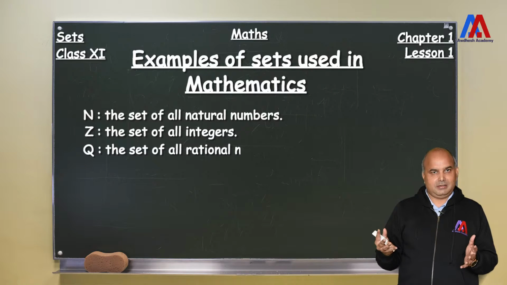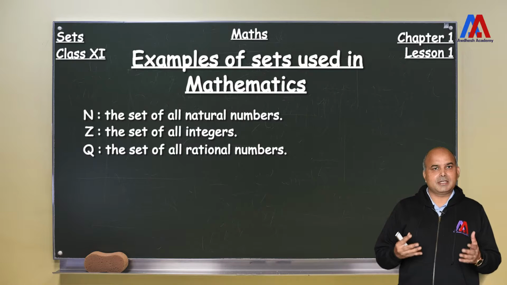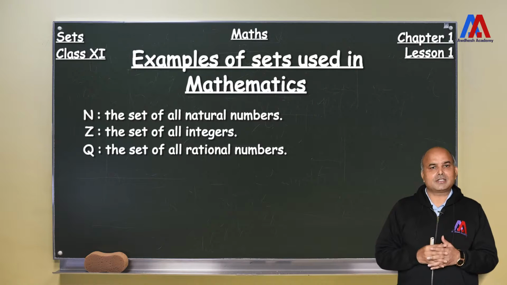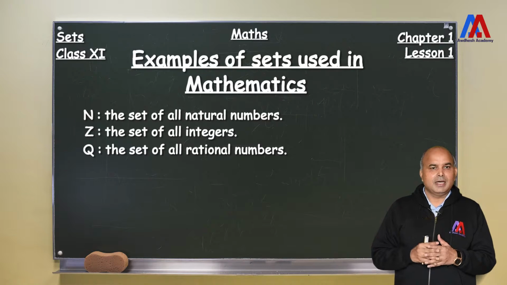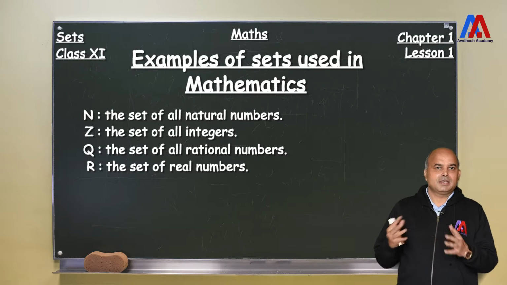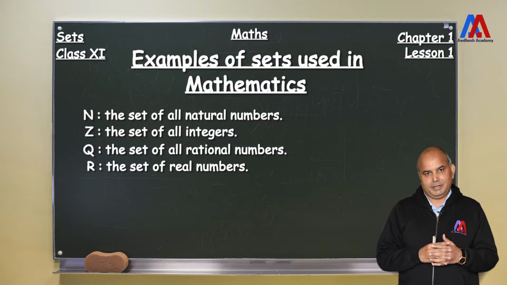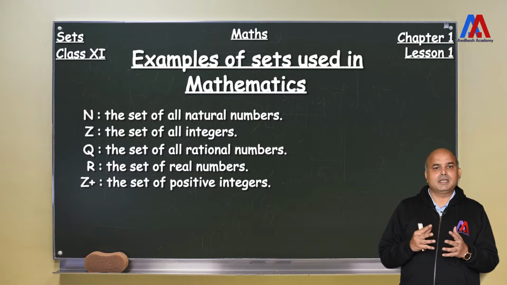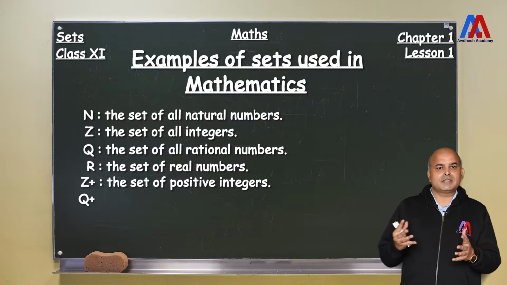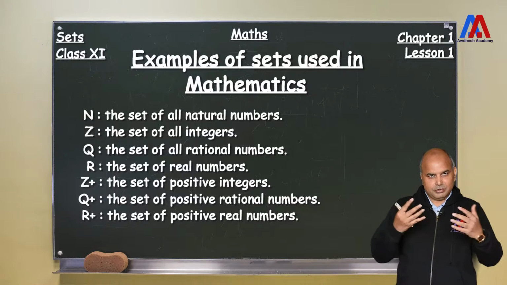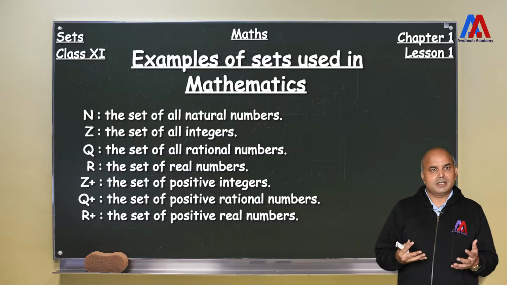Q is the set of rational numbers. Rational numbers are those numbers which can be represented in a by b form, and that is generally represented by the letter Q. R is the set of real numbers. So real numbers are the numbers 1, 2, 3, 4, 5. These cannot be negative numbers. And then sometimes we use the term Z plus. Z plus is basically the set of the positive integers. Q plus is the set of positive rational numbers, and R plus is the set of positive real numbers. So these are the commonly used mathematical sets which we will be using from time to time in this chapter.